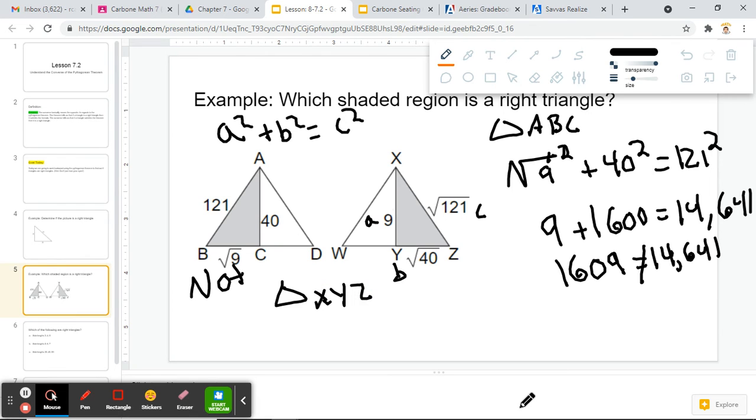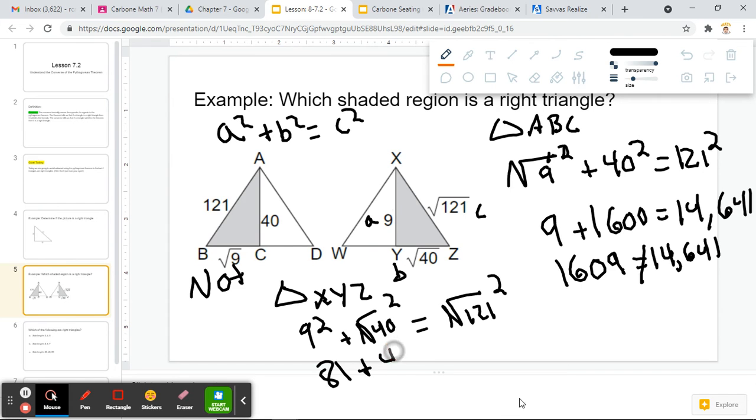So side length A is 9, so I have 9 squared plus the square root of 40 squared is equal to the square root of 121 squared. So 9 squared, that's the easy one, that's 81, plus the square root of 40 squared, just 40, and that'll be equal to the square root of 121 squared, which is just 121. All right, then we add 81 plus 40 together, and we will get 121. That equals 121. So yes, this right here is a right triangle.